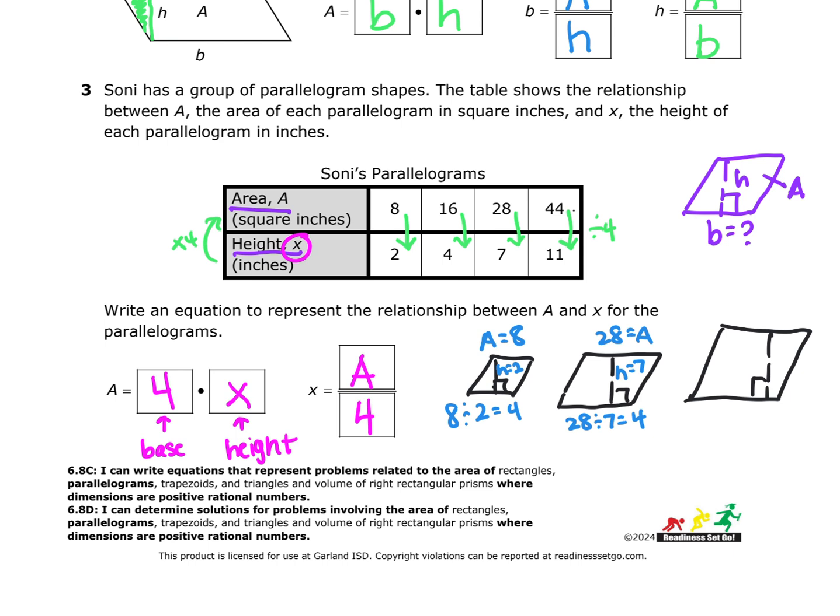And the last one, we'll use 44. Area equals 44, and my height is 11 inches. How would we find my base? We would say 44 divided by 11 is equal to 4. Notice that 4 is your common number here, your common factor. That is what you multiply by your height to get your area. And that's how you do it. You got this. Have a great day.